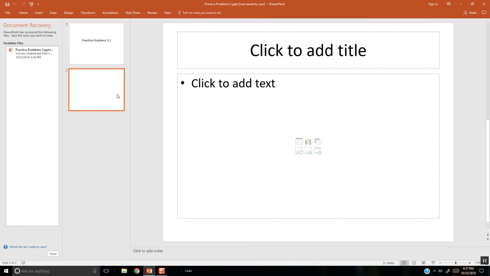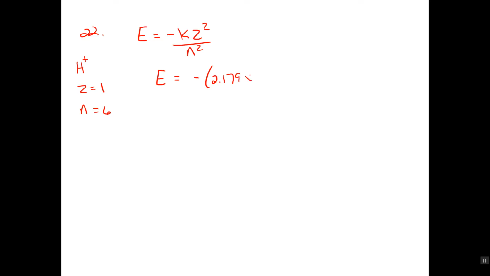So again, this is going to be a very similar problem, and we're going to set it up just like the last one. So we have E is equal to negative K Z squared over N squared. In this case, it's hydrogen, so Z is equal to 1, and N, they told you, was 6. So energy is going to be equal to negative K, 2.179 times 10 to the negative 18th joules, times Z squared. In this case, Z is 1, so it's going to be 1 squared, or 1, over N squared.